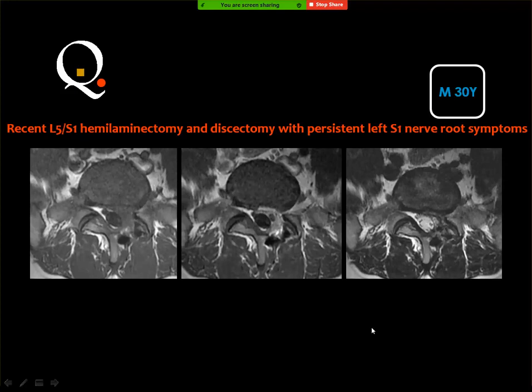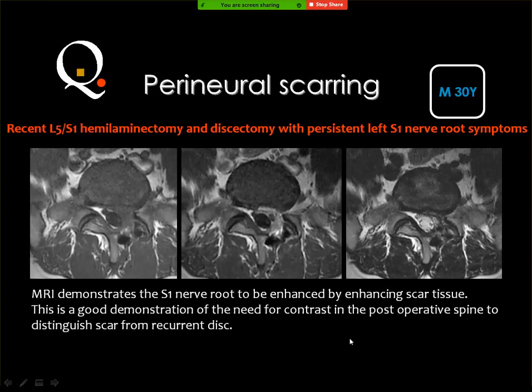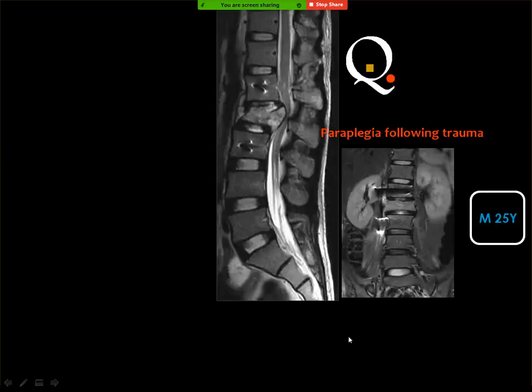And what do you think of this? Fibrosis? Perineal scarring or what? Yes, perineural scarring. This is perineural post-operative scarring. L5 laminar fenestration, and you got a lesion in the T1. After injection of contrast, you got enhancement, and the nerve root is inside, and this is perineural post-operative scarring.